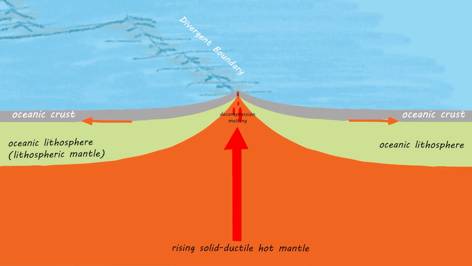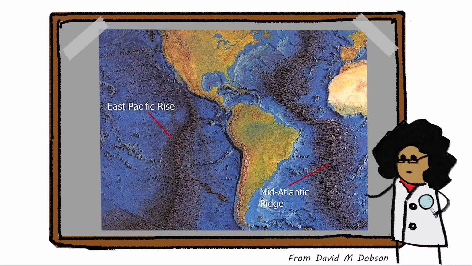Oceanic lithosphere and oceanic crust are created by seafloor spreading at divergent plate boundaries. Divergent plate boundaries are where two plates move away from each other, like the Mid-Atlantic Ridge or the East Pacific Rise.